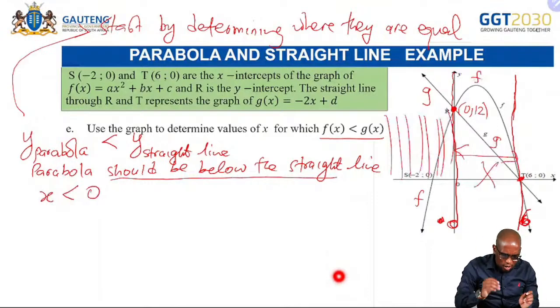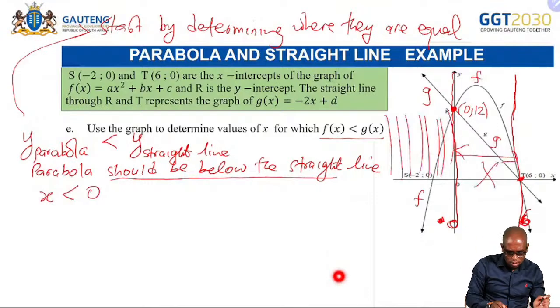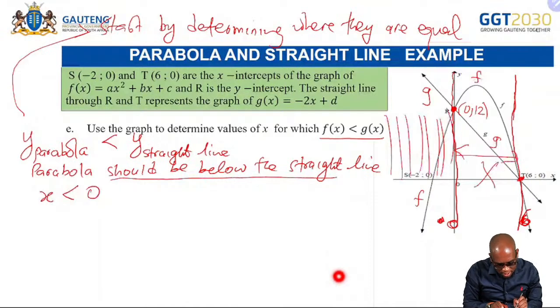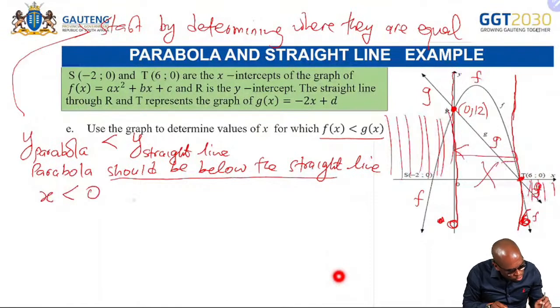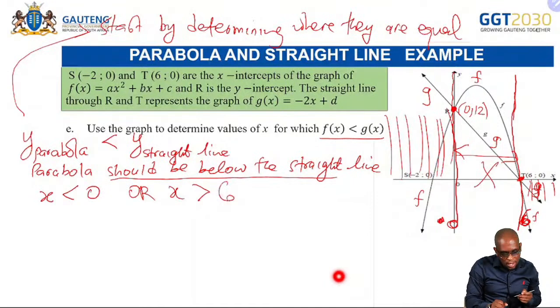Now let's check on the right hand side of this line. You can see that here this is F, this is G, this is F. You can see now that the parabola is below on this region. So it is also below when x is greater than 6. So that's where our parabola is below the straight line. Right, moving on.